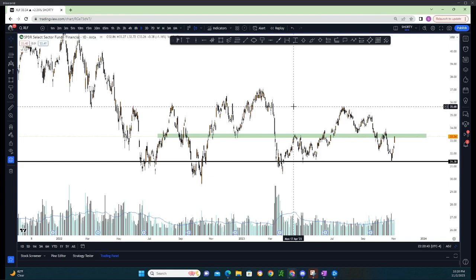I don't know if you guys saw Bank of America, but they had like $130 billion worth of unrealized losses on their bond portfolio. So it'll be interesting times.